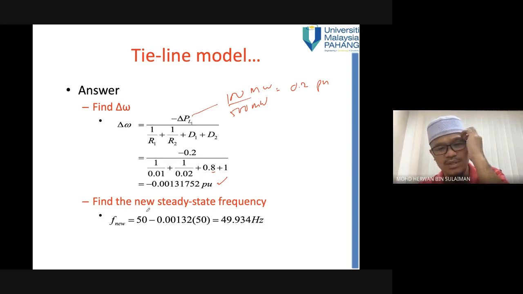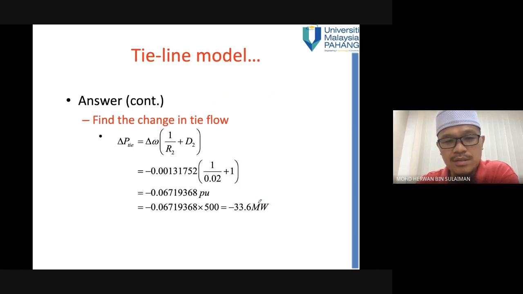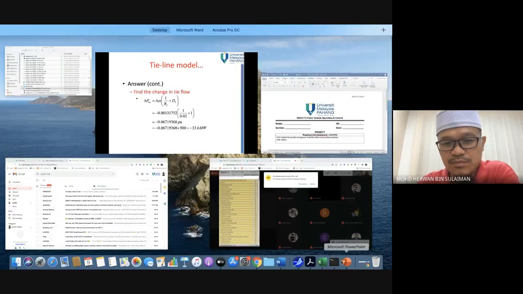So to find the new steady state frequency when the load change happens at area 1, you need to find 50 minus, because this is negative, 0.00132 times 50, you get 49.934 hertz. So meaning that when a load change of 100 megawatts happens in area 1, your new steady state frequency drops from 50 Hz to 49.934 Hz. Next, you need to find the change in tie flow.